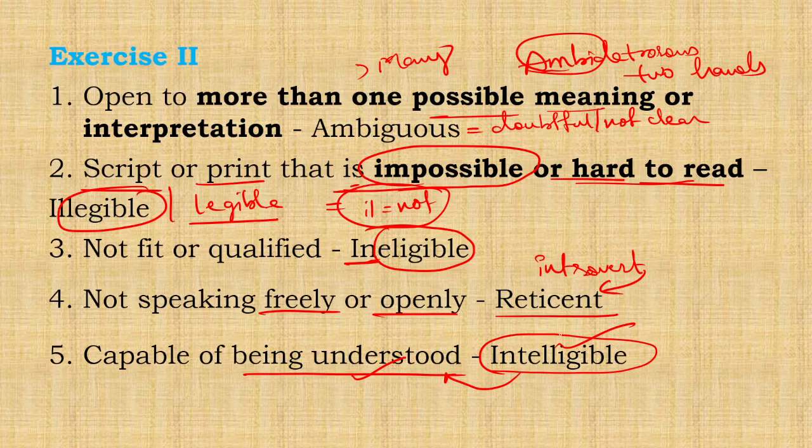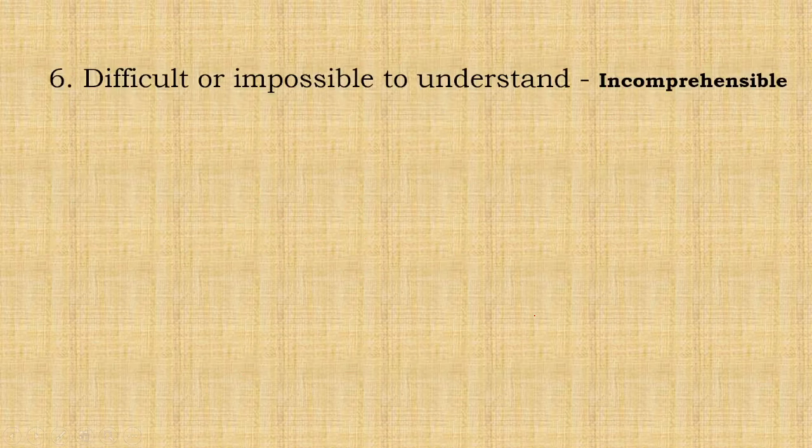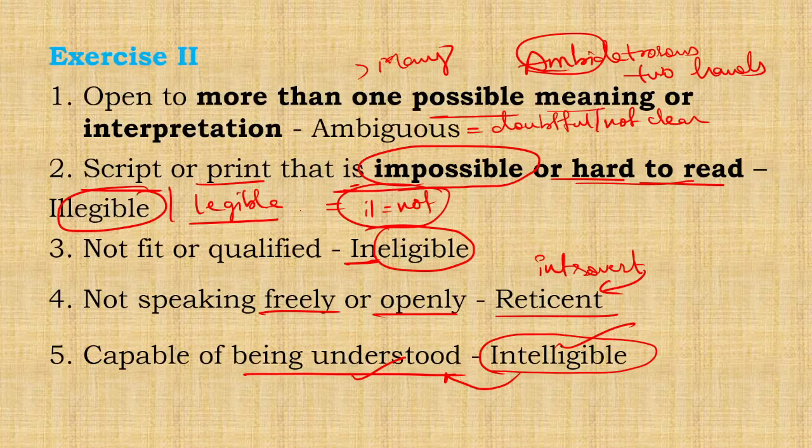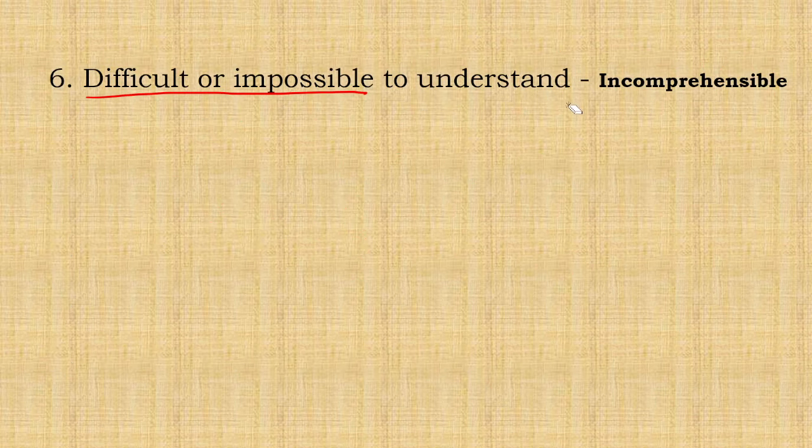So this is nothing but intelligible. It is an adjective. Intelligent is a noun. Next one, difficult or impossible to understand. Look at this, difficult or impossible to understand. It is the opposite of the previous question. See, here, capable of being understood, and here, impossible to understand.